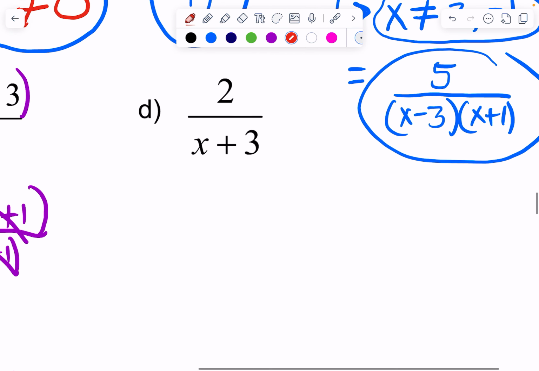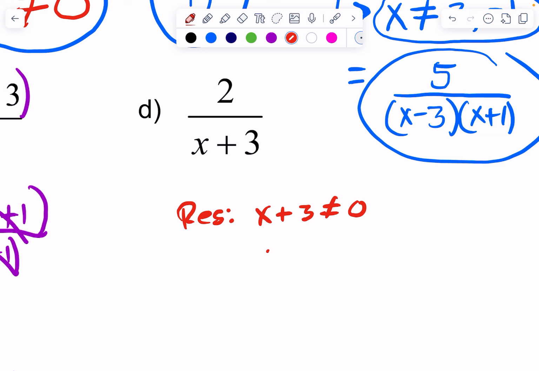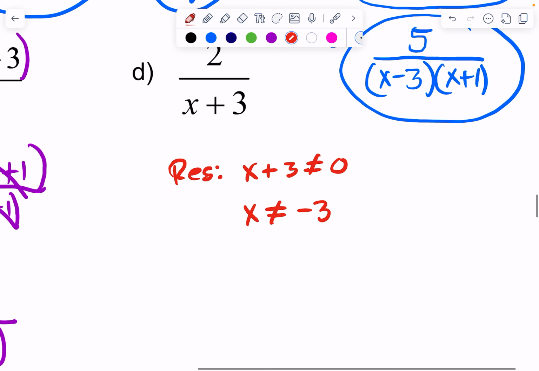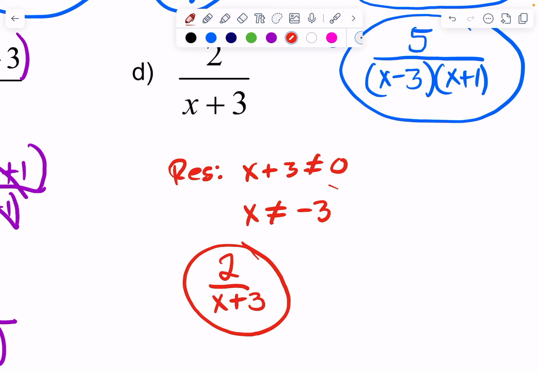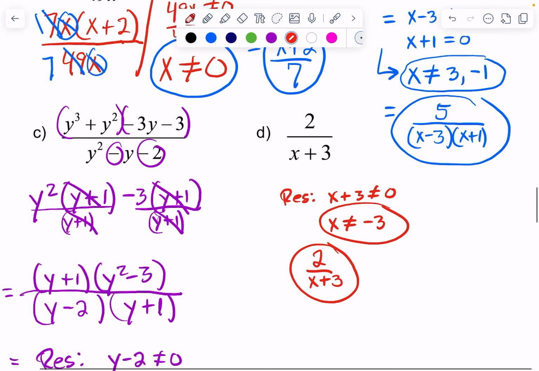Last but not least, factor both the numerator and the denominator. Nothing much to factor here in either one of these. So step 2, let's find my restrictions. My restrictions will be that x plus 3 cannot equal 0. So therefore, x cannot equal negative 3. So the domain is that x can be anything it wants except for negative 3. And there's nothing to simplify, so we are completely done. Simplified form, we got our restrictions, and there you have it.